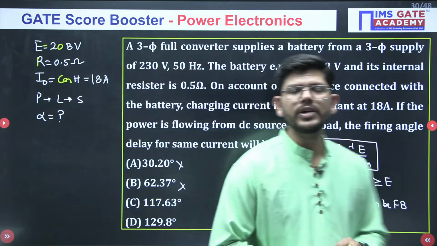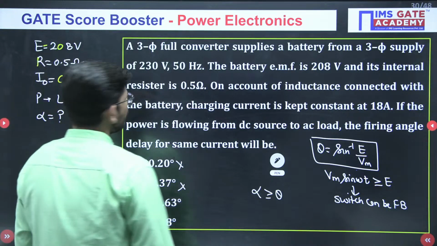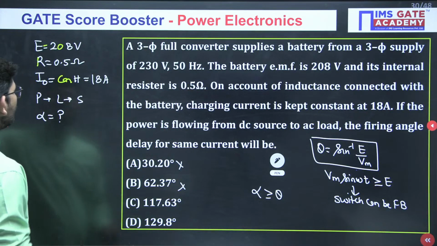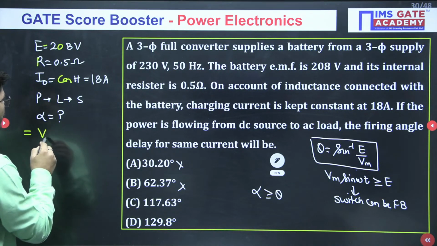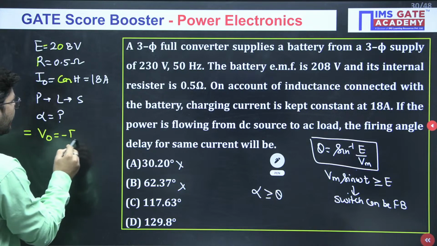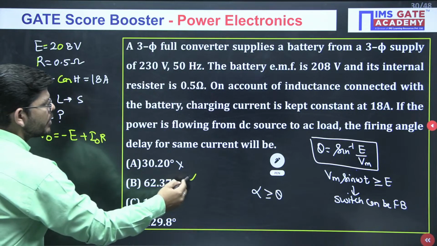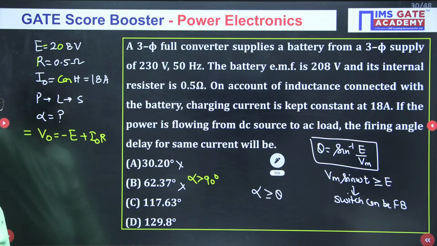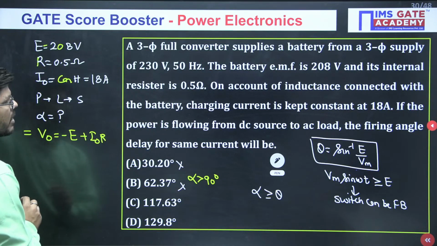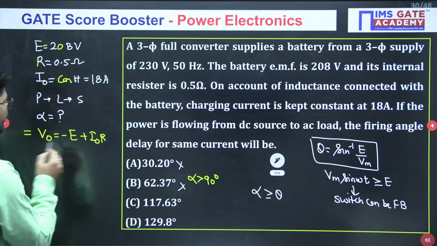Whether D is correct, you are also getting D. Let's see. Power is flowing from load to source. So again what will we be having? If power is flowing from load to source, the KVL that we will have is minus E plus I naught R, and one thing that we are very sure of is alpha has to be greater than 90 degree. So this condition we will apply. What will you get from here?